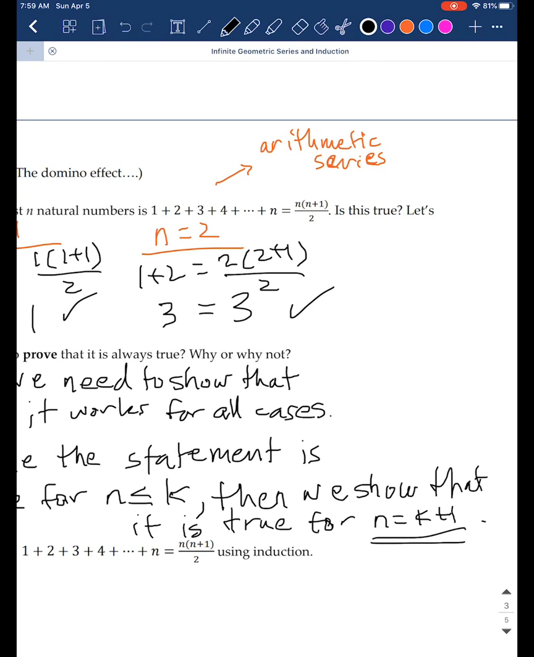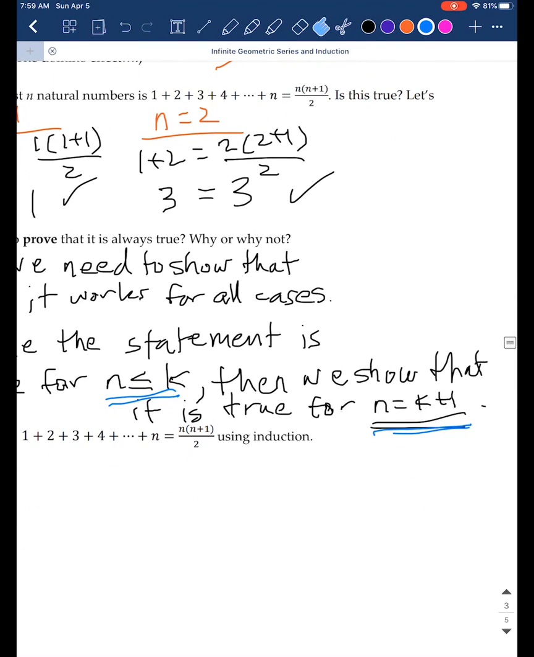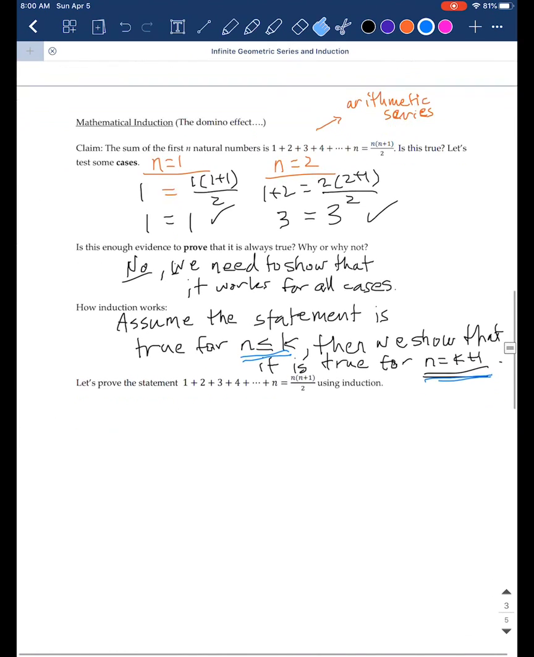So we assume that it's true up to some value k, and then we show that it's true for n equals k plus 1. And the power of the proof is that k is not an actual numerical value that we're considering, but any value, which means that if it's true for k and it's true for k plus 1, then I can repeat the process. Once I find k plus 1, I can let that be k and do the same process again, and again, and again, and repeat it ad infinitum.